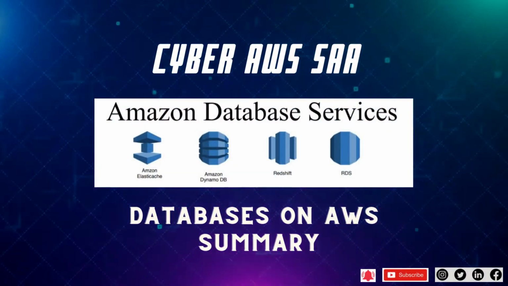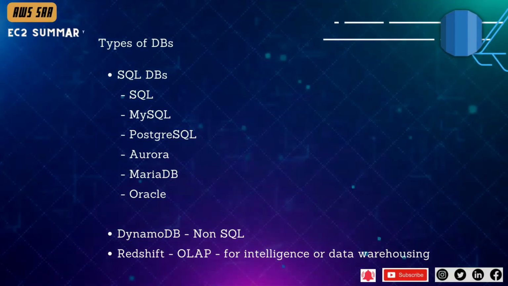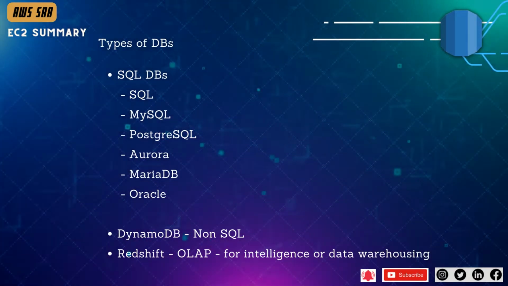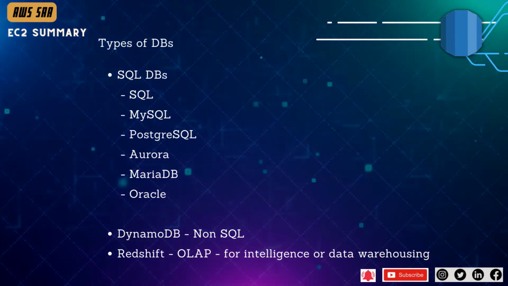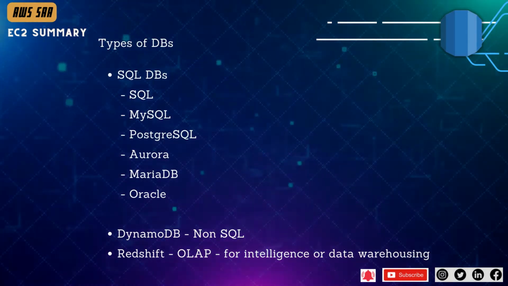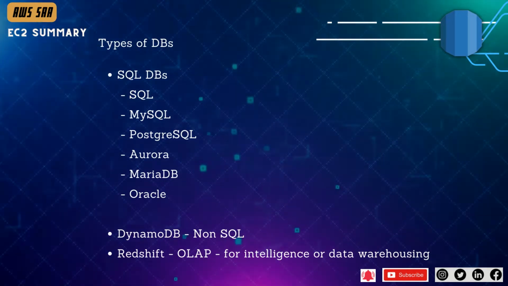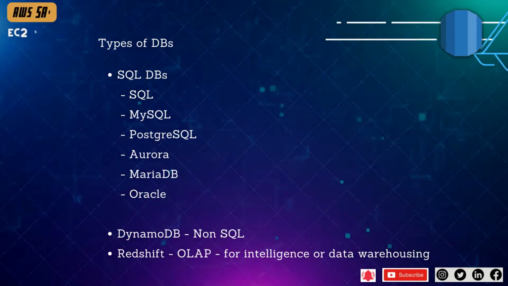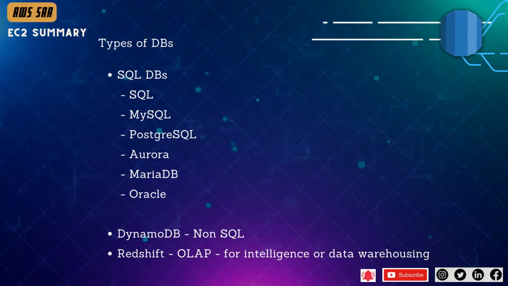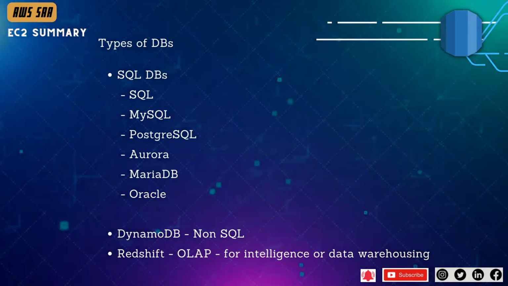Today's summary is going to be about database services. Types of databases in AWS. SQL databases: MySQL, PostgreSQL, Aurora, MariaDB, Oracle, they're all SQL databases. Then we have NoSQL, which is DynamoDB. And then we have data warehousing, which is always used for business intelligence services in AWS, which is Redshift.